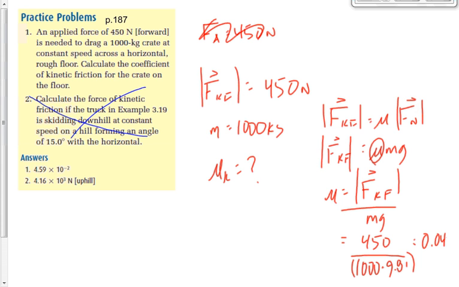0.0459. No units, because coefficient of friction never has units. How many people got that number, 0.0459?